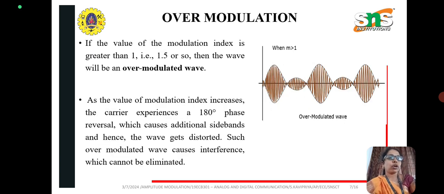And what is over modulation? If the modulation index is greater than 1, for example 1.5 or more, we call the wave an over modulated wave. The diagram indicates the over modulated wave. As the value of the modulation index increases, the carrier experiences a 180-degree phase reversal, which causes additional sidebands. Hence the wave gets distorted. Such an over modulated wave causes interference which cannot be eliminated.